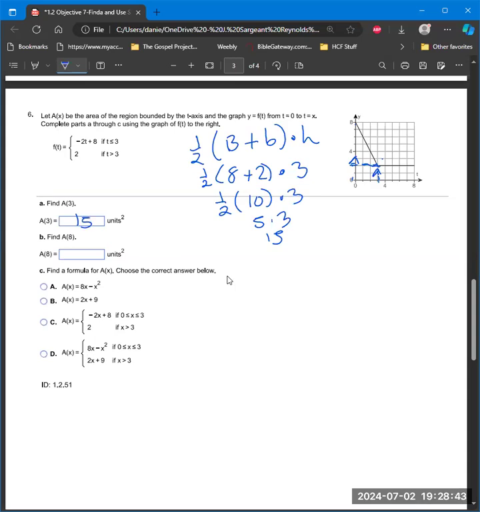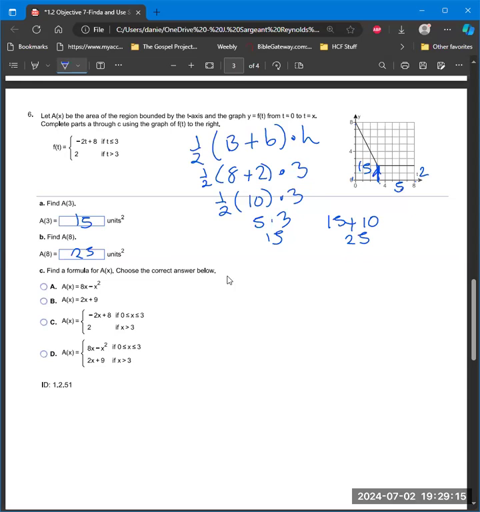And now to go out to 8, we have all of this that we just found was 15, plus the extra area from 3 to 8, which is 5, and it also has a height of 2 here. 5 times 2 is 10. 15 plus 10 is 25.